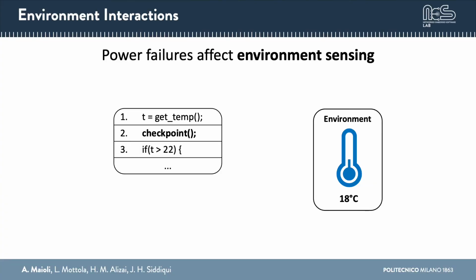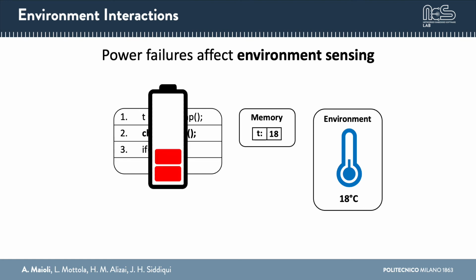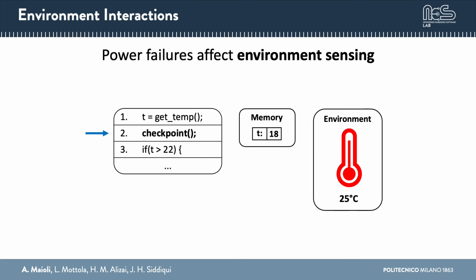Let us consider the execution of this program which senses the environment temperature. We execute line 1, which sets T equal to 18, as the current environment temperature is 18 degrees Celsius. Then, we save a checkpoint and a power failure happens. Now, while the device is powered off, the environment temperature rises to 25 degrees Celsius. When the device has enough energy to restart the computation, we restore the checkpoint and we resume from line 3.